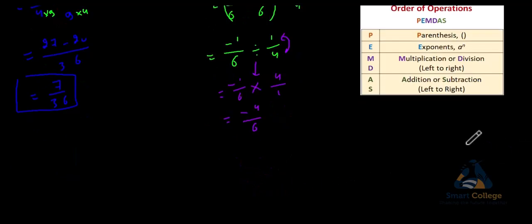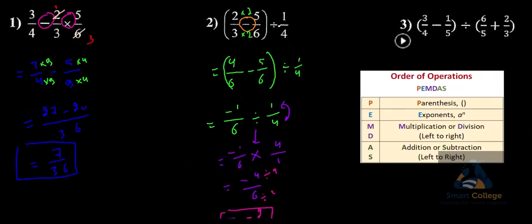Now can we simplify 4 and 6? Yes, we can divide by 2 up and down. We get the final answer minus 2 over 3, and this is the simplest form of the answer. Now, another example.